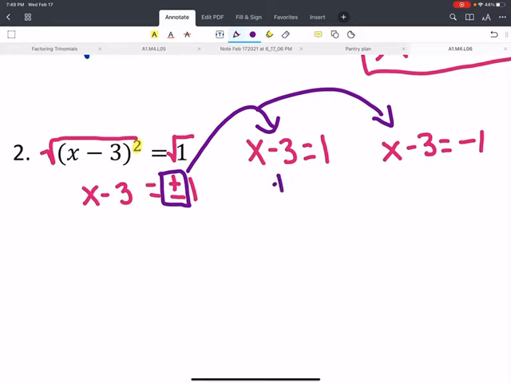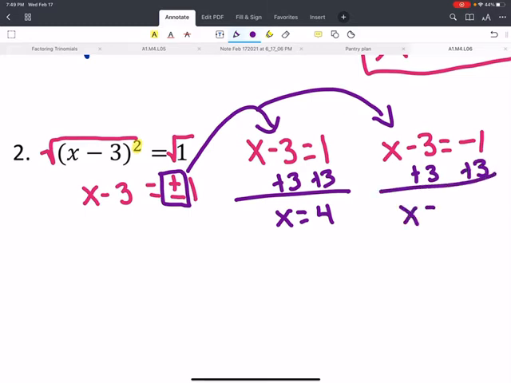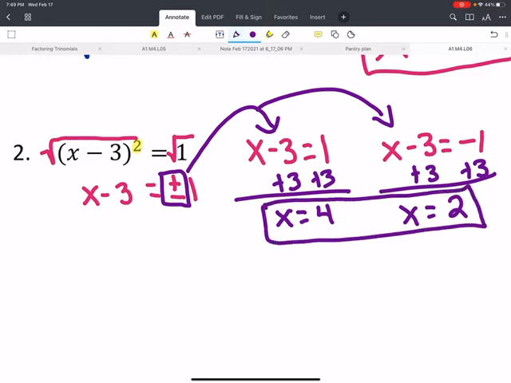So to solve the first one, I would just add 3 to both sides. I get x equals 4. To solve the second one, I would add 3 to both sides. I get x equals 2. So my 2 possible answers here are x equals 4 or x equals 2.